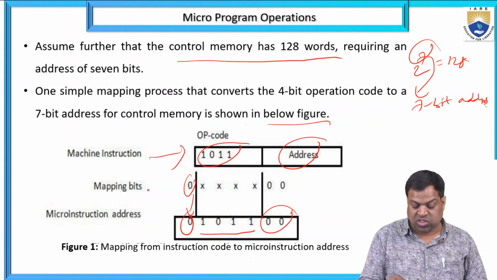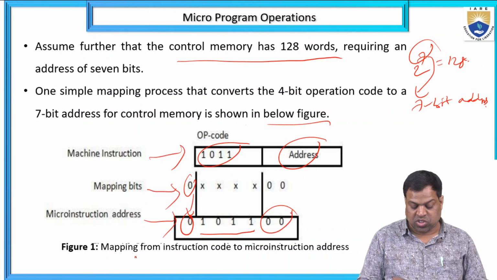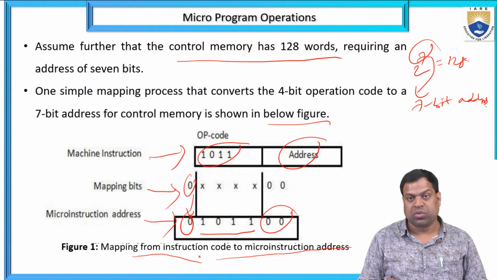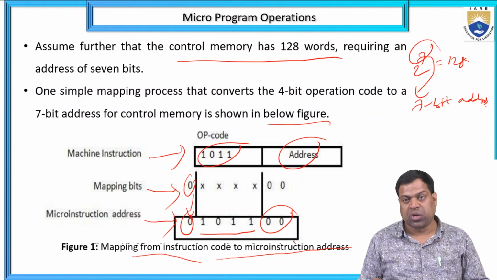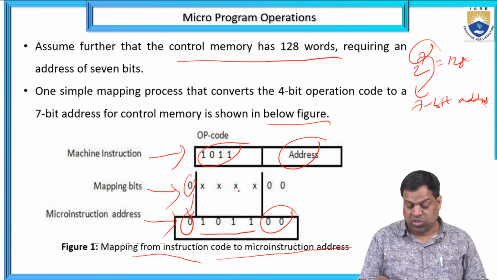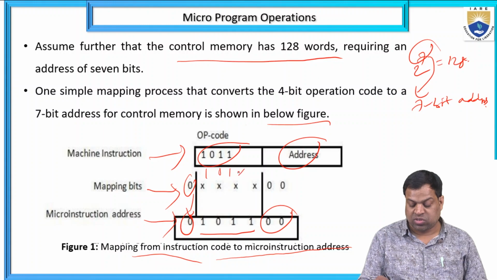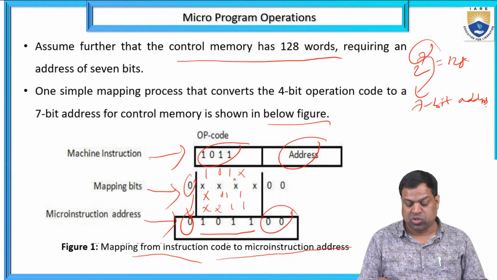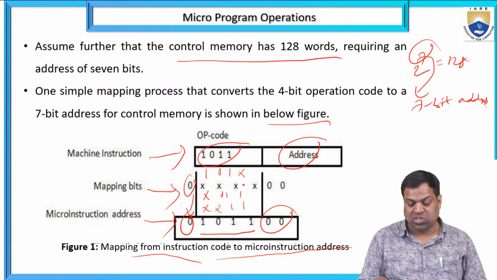So machine instruction, mapping of bits, micro instruction address, mapping from the instruction code to the micro instruction address. So how many mappings are there? Suppose 101 some x, x011, xx11, like this. So how many are related to this operation code? It will show how many there are. Here 0 mapping means nothing is there. So it will show how many mappings there are.